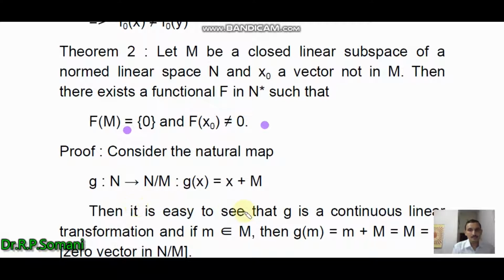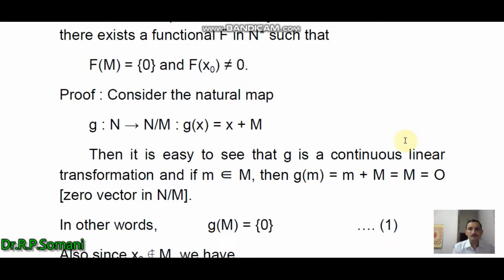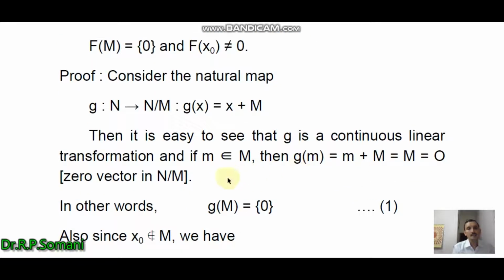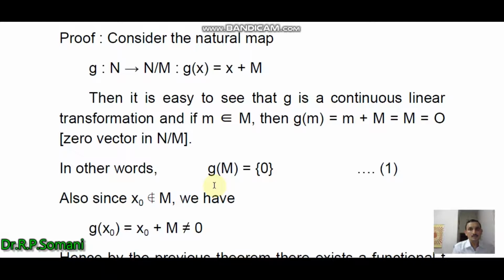Then it is easy to see that G is a continuous linear transformation, and if m belongs to M, then G(m) = m + M, which is equal to M, and this is the 0 vector in N/M. In other words, we obtained that G(M) = 0.